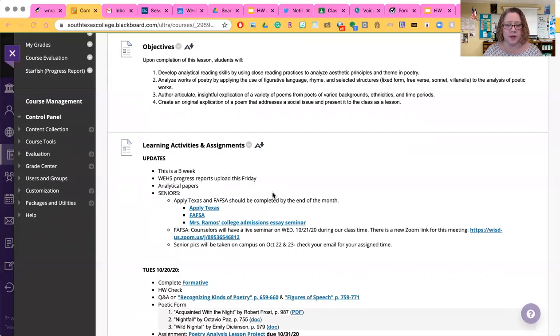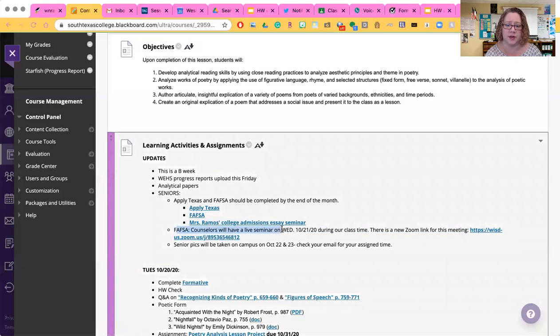The last thing on updates is just a reminder to seniors about Apply Texas and FAFSA. I do want to highlight this part right here. The counselors are having a seminar tomorrow during our class time. So at 8 in the morning, seniors, if you need help with your FAFSA, if you have not already submitted, then the counselors would like you to join them.